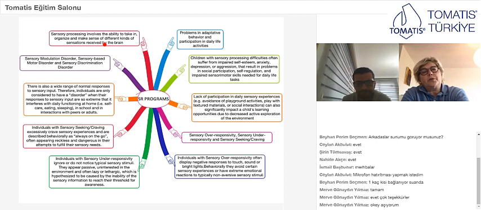So in sensory processing, you can have sensory modulation disorders, sensory-based motor disorders, and sensory discrimination disorders.